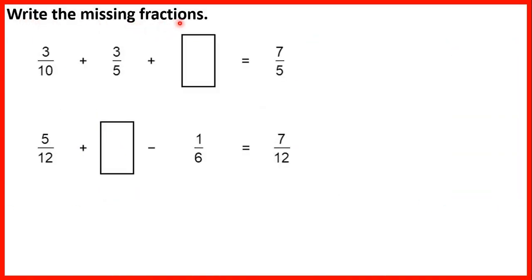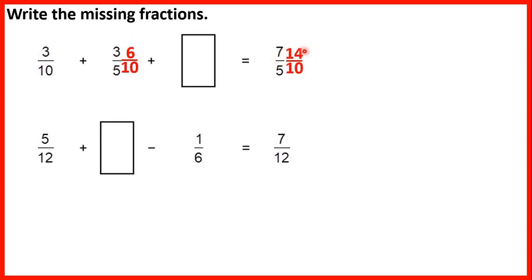Write the missing fractions. First we have 3/10 plus 3/5 plus something equals 7/5. Now when we're adding fractions, we need the denominators to be the same, so we need to change our fifths into tenths. We can find equivalent fractions, so 3/5 is the same as 6/10 because 5 times 2 is 10 and 3 times 2 is 6.